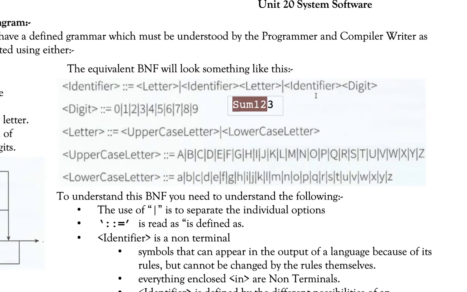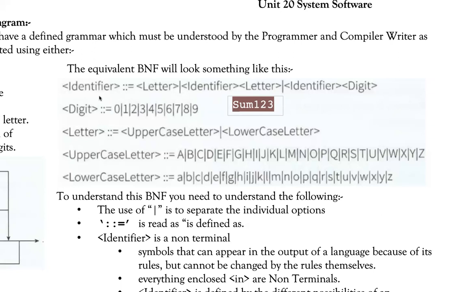Since SUM1 is established as an identifier, it can have a digit after it because of this rule. Now SUM12 is again finalized as an identifier, and followed by this, there's another 3 here, because of which again this rule is going to be used, because of which now SUM123 is considered completely as an identifier. So what that means is that my proposed identifier SUM123, according to this syntax for this particular language, is a perfectly valid identifier because I have traced all rules, and this particular term satisfies the rules for an identifier.